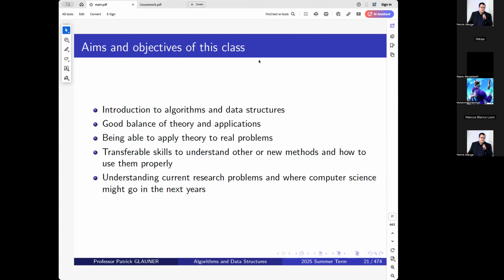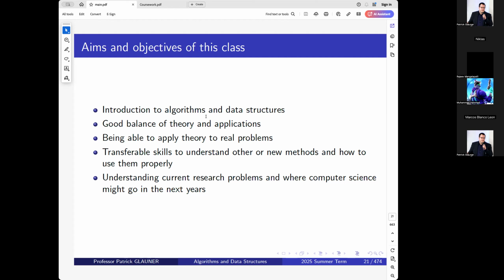So what are my aims and objectives of this class? I want you to get an introduction to the field of algorithms and data structures. I want you to have a good balance of theory and applications. So we'll study the theory, lots of maths, but we will implement the algorithms live and test them and tweak them.